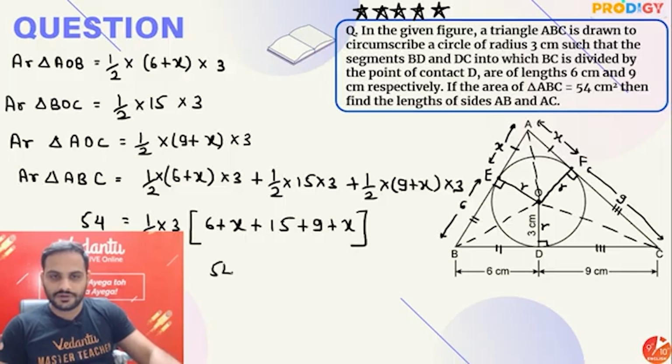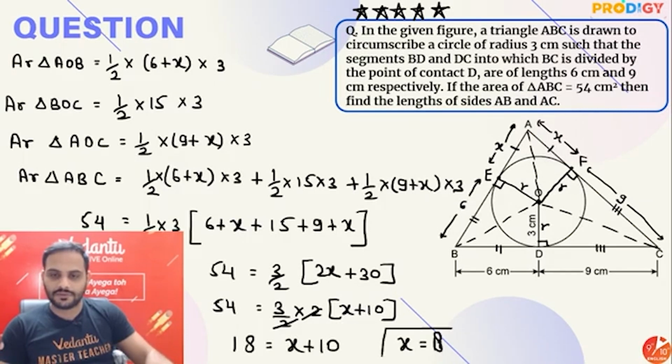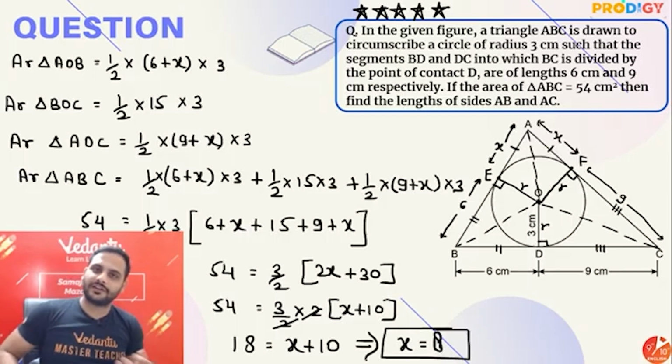So 54 is equal to 3 by 2 times 2x, and 6 plus 9 is 15, plus 15, 30. Take 2 common, 54 is 3 by 2 times, so if I take 2 common, x plus 10. Alright, 2 to 2 got cancelled, shift 3 in division. So 3 eights are 24, sorry, 18 is equal to x plus 10. Shift 10 over there, you'll get x is equal to 18 minus 10, which is equal to 8. Alright, x is equal to 8 centimeter.